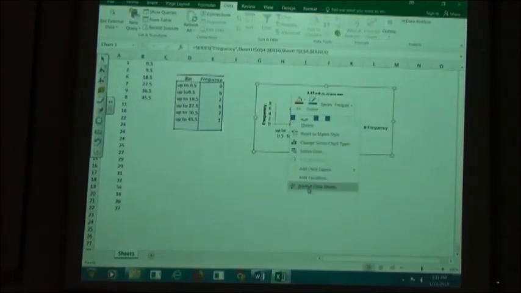What's a bin range? The bin range is the values that we would have normally put on the bottom of our graph. The starting one was 0.5, and then we had 9.5, 18.5. So in column B, you're just going to start 0.5, 9.5, 18.5, up to your 45.5.